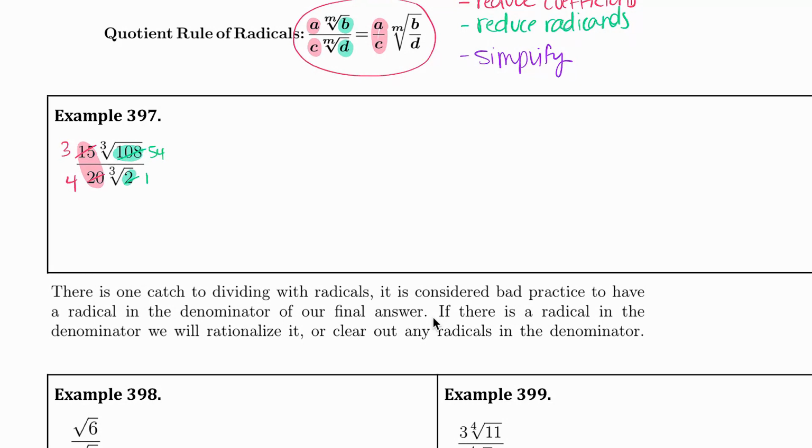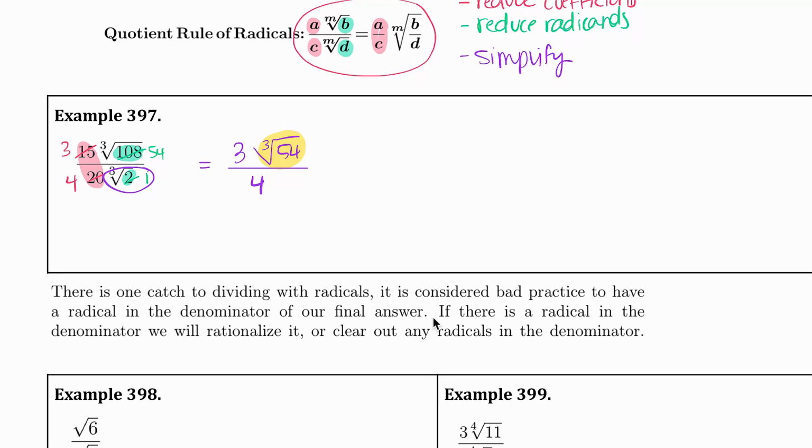So now let me write this just a little bit nicer. On top, I have 3 cube root of 54. On bottom, we just have 4. I'm not going to write the cube root of 1 because that just means times 1, which won't change anything. So now we've done those first two steps. We've reduced what we can.